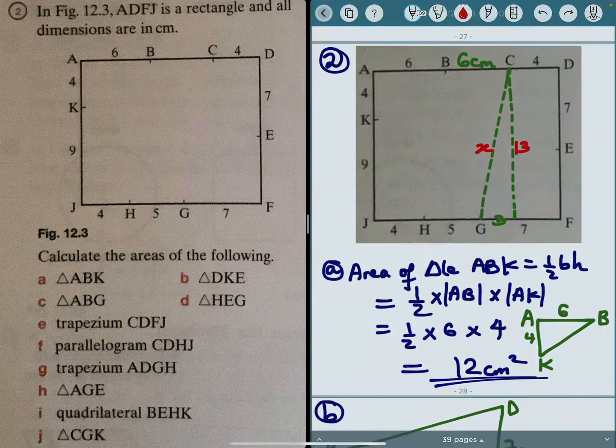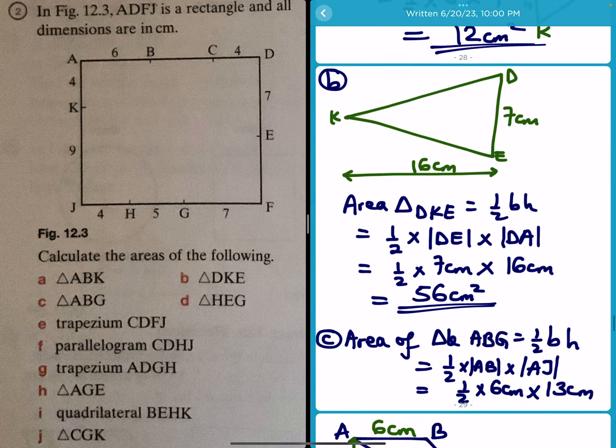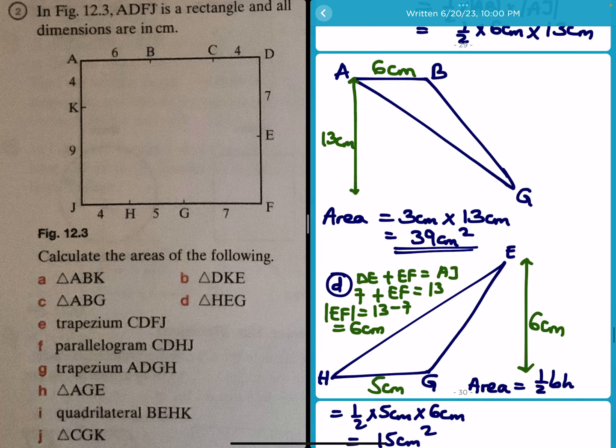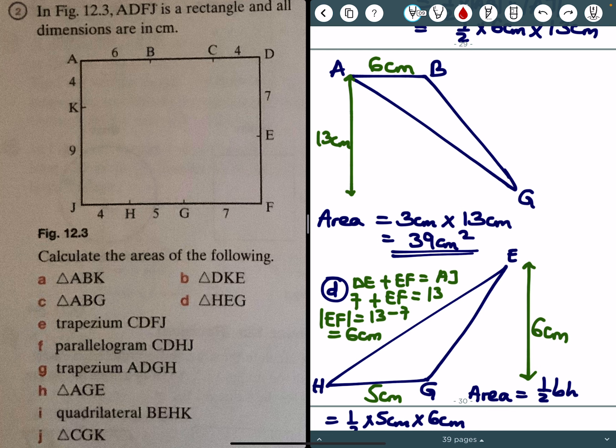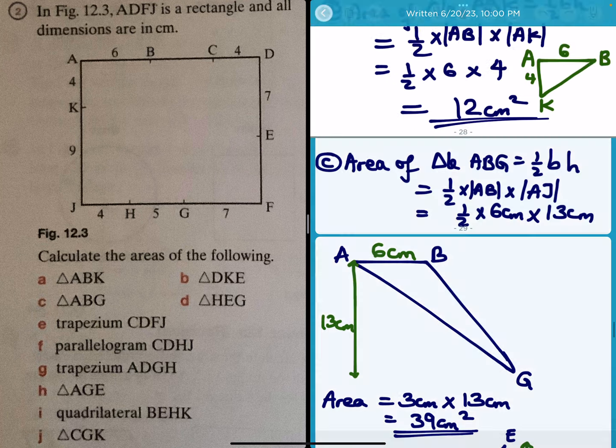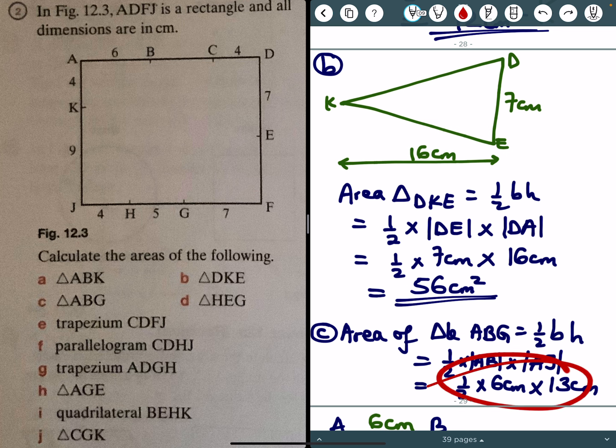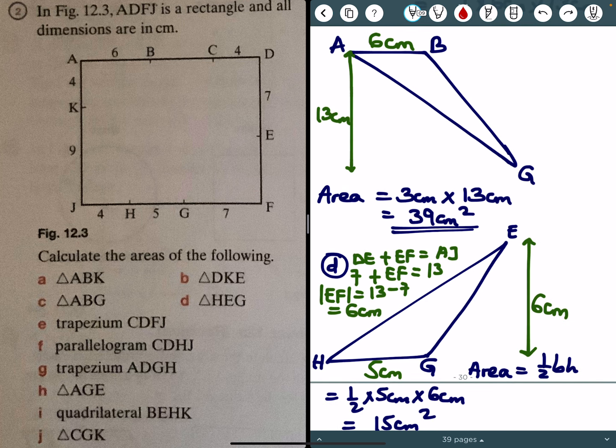And its base is 6 centimeters. So half times 6 times 13. You understand? Half times 6 times 13 will give me my area, which is 3 times 13, 39 centimeters squared.